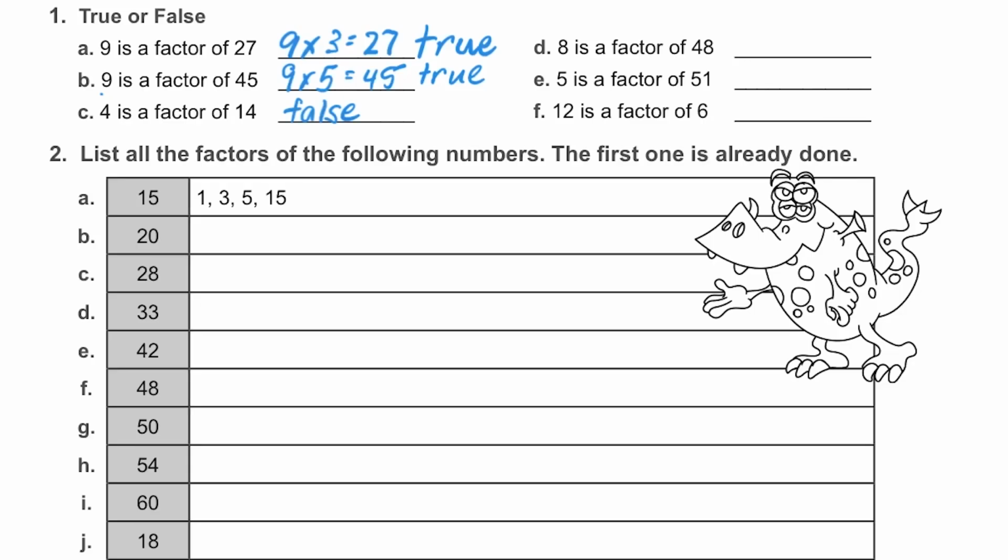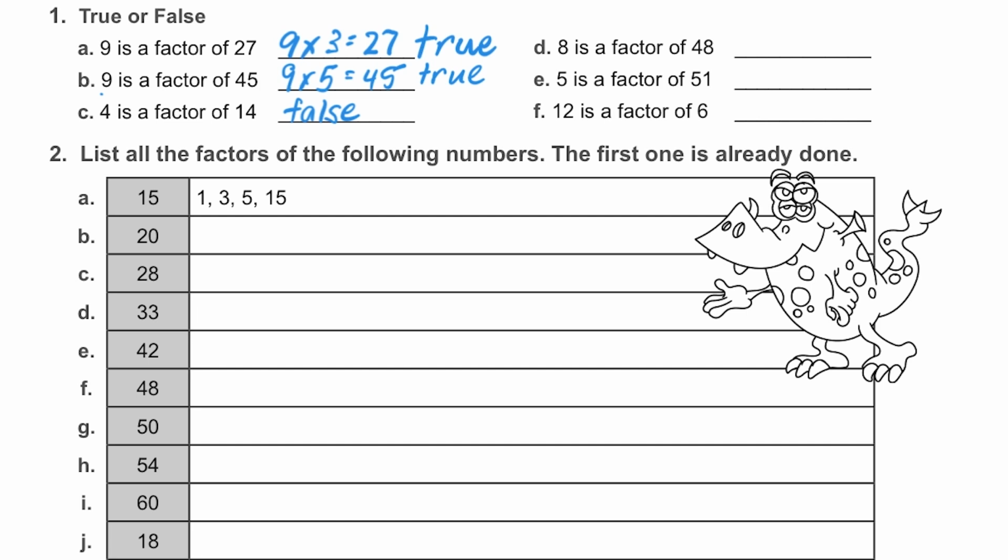Number 2 says, list all the factors of the following numbers. The first one is already done. The factors of 15 are 1, 3, 5 and 15. That means you can multiply those factors to make 15. 1 times 15 equals 15. 3 times 5 equals 15.